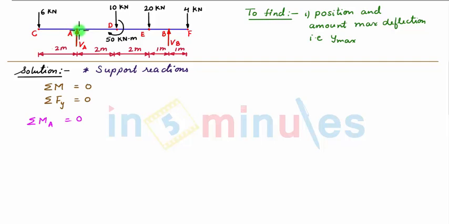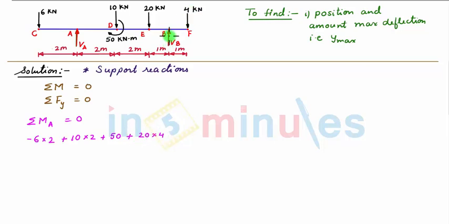So we have about point A, first, an anti-clockwise moment caused due to the downward force of 6 kilonewton acting at a distance of 2 meter from point A. So we have minus 6 into 2. Then we have a clockwise moment due to the downward force of 10 kilonewton acting at a distance of 2 meter from point A, so plus 10 into 2. Then we have a clockwise moment of 50 kilonewton meter, so plus 50. Then we have a clockwise moment due to the downward force 20 kilonewton acting at a distance of 4 meter, so plus 20 into 4.